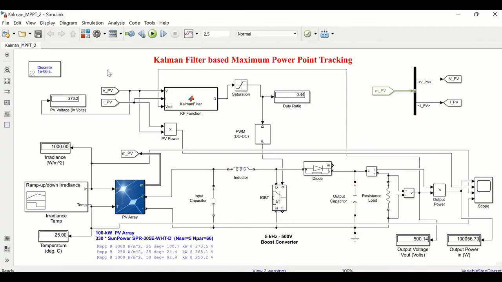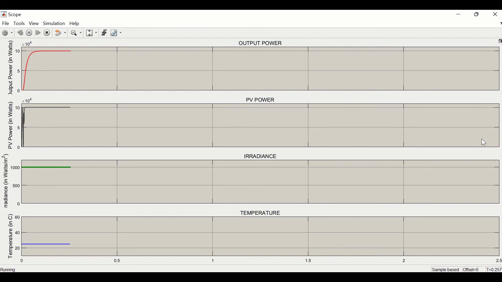Moving on to case 2, which deals with the varying irradiance and temperature. You can observe here the maximum power changes with the change in irradiance and the temperature.